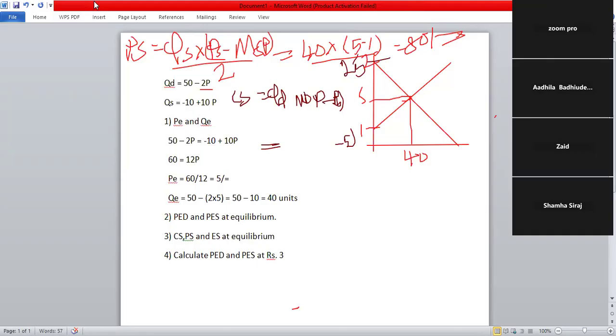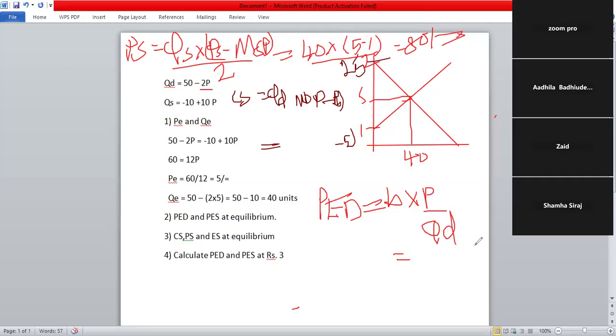Now see the fourth one. Calculate the PED and PES at rupees 3. That means, some past papers are there, 2020. PED and PES, they might ask not for an equilibrium. So then if that is so, how the answer? You see, PED and PES at 3 rupees. When you calculate the PED, ultimately that is B into P over QD.